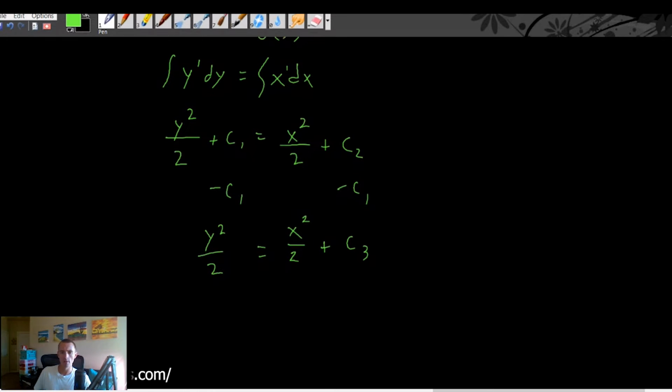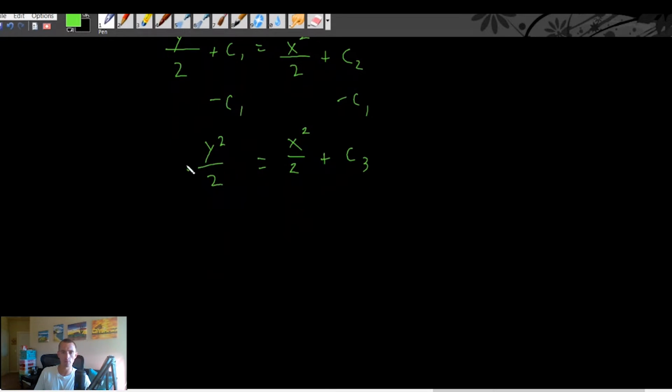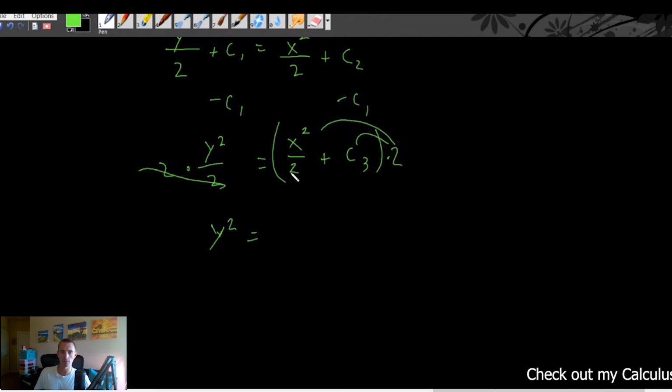Okay. Then we can multiply both sides of our equation by 2. The 2's will cancel there, leaving us with y squared equals the 2 times this 2 here, or the 2 divided by this 2 here. When we distribute this into our parentheses here, this 2 is going to cancel with that one, leaving us with just x squared.